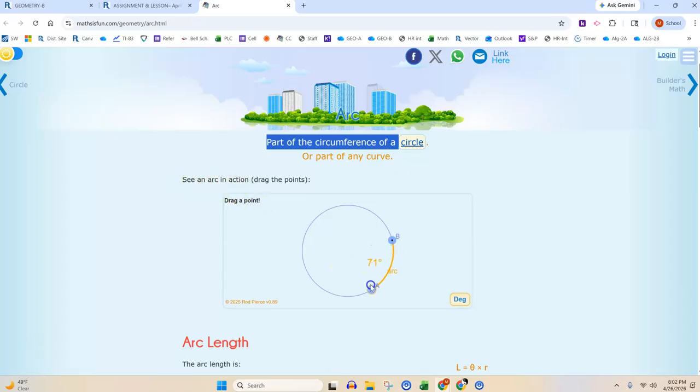Well, an arc is the distance not all the way around the circle, but just only part of the circle. So how much is the distance of this? Well, it depends on the degrees. So this is 138 degrees.